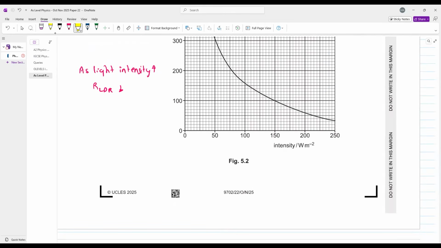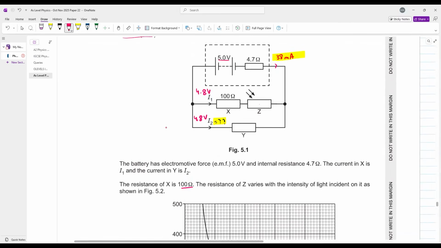Can you realize this is 100 light intensity, this is 150 light intensity. You are covering 50 units in how many boxes? 10 boxes. One box is equal to how many units? 5 units. So 130 will be somewhere here. At a light intensity of 130, your resistance is this, that is 120 ohm. So basically, the resistance of the LDR is 120 ohm.